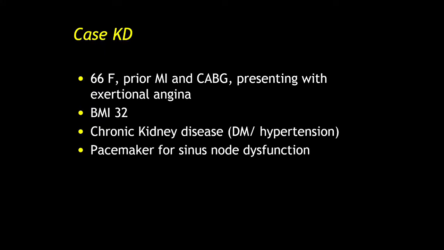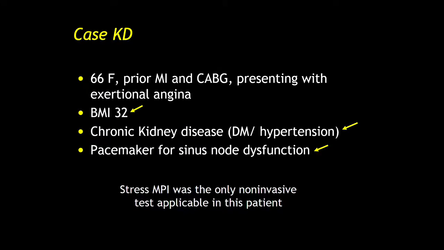So let's take a real-life patient, a 66-year-old lady with a history of prior myocardial infarction and bypass surgery, presenting with exertional angina. She's a bit obese, has chronic kidney disease resulting from diabetes and hypertension, and she had a pacemaker for sinus node dysfunction. If you look at our armamentarium of tests, with a BMI of 32, although this is not universally true, perhaps echo is not the best first option here. She has chronic kidney disease, so direct invasive angiography or coronary CT angiography is probably not the first thing you would do. And she has a pacemaker for sinus node dysfunction, so MRI still is not widely utilized in this population. So stress myocardial perfusion imaging was the only non-invasive test applicable in this patient.